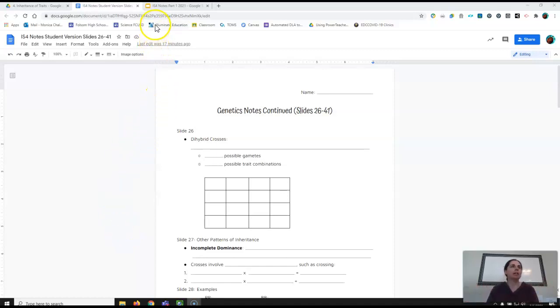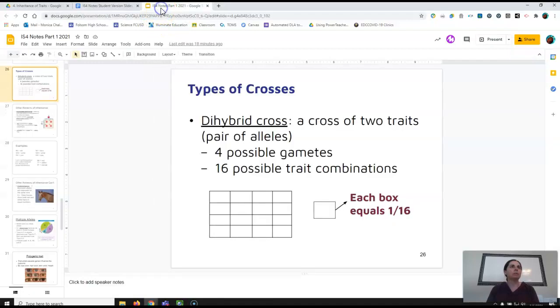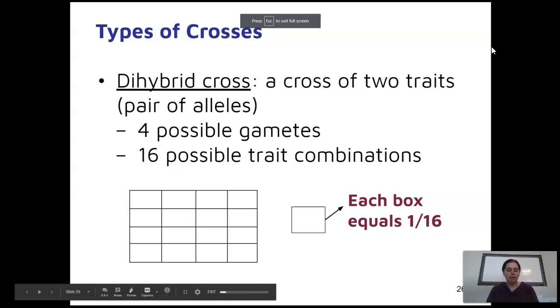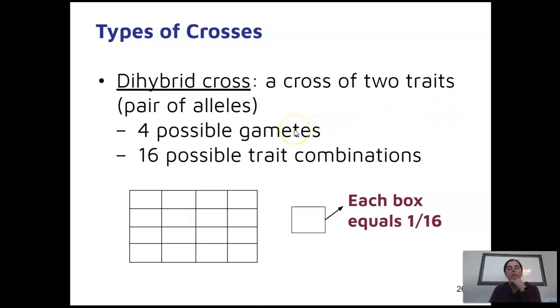Okay, let's look at our notes. We are starting on slide 26, and this is on types of crosses. And we have a dihybrid cross, a cross of 2 traits. And we did these in our practice problems last week, where we did the running and waltzing mouse with the brown or black fur. And when you do the crosses of these, each parent has 4 possible gametes.